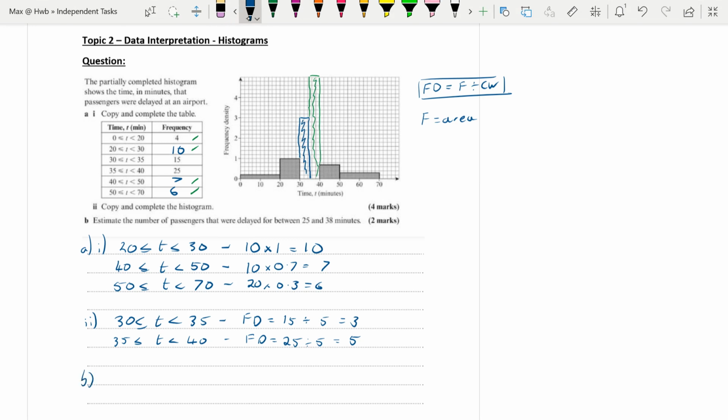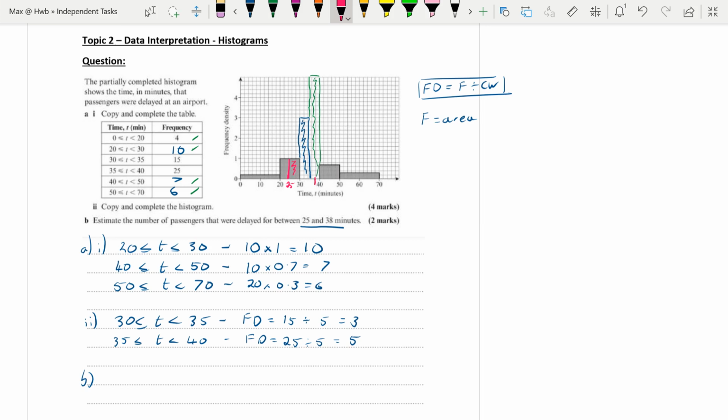So the next one, estimate the number of passengers who were delayed between 25 and 38 minutes. Okay, now this is where we've got to be careful because I don't want all of the bars. So for example, for the first one, let's think about what 25 is. 25 is here. That would be 25 in the middle. Okay, and 38 would be about here. That's what 38 would be. Okay, so I want part of this green bar as well.